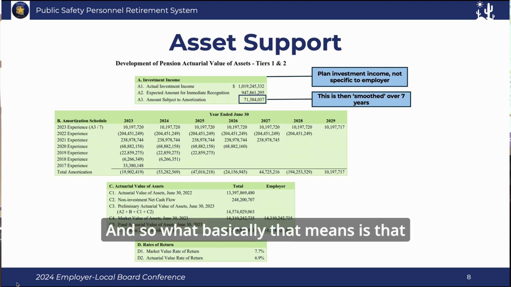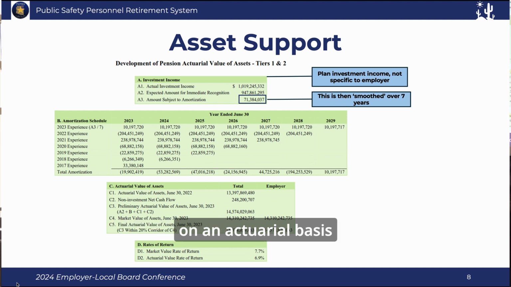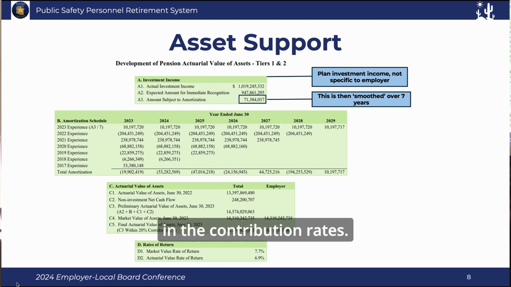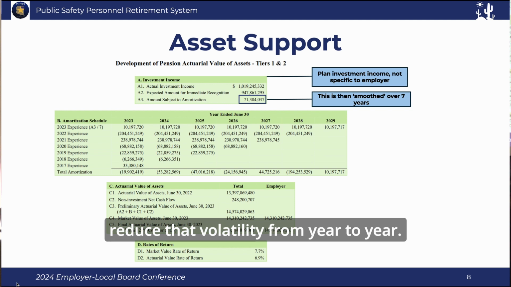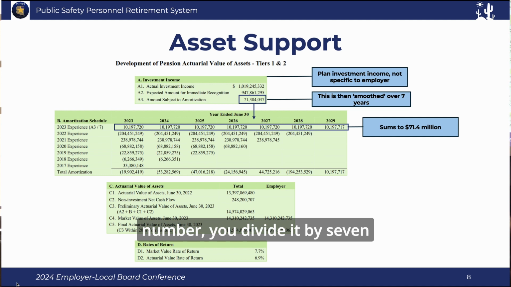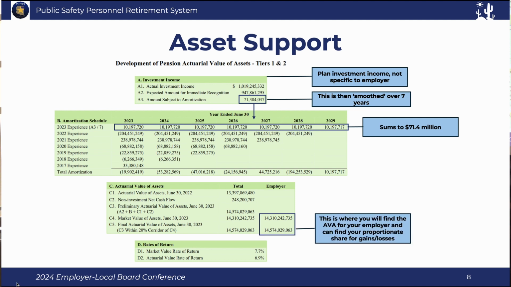We have a smoothing policy when we have gains. On an actuarial basis, this amount gets smoothed over 7 years, so that the gain isn't all recognized in 1 year, it's spread over a few years. What's the reason for doing that? It reduces volatility in the contribution rates, because you're spreading out gains and losses over set periods of time and not realizing them all in 1 year. Over time, it helps reduce that volatility from year to year. You can literally take that number, divide it by 7, and get the sum there, and it just shows how we're smoothing it over these years.